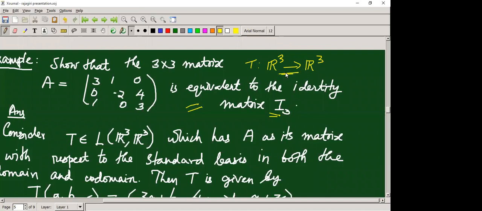So how can we prove that this is equivalent to I3? You find a basis for R3 in the domain and the codomain. You write the matrix of T with respect to B and B dash, and show that the same linear transformation can be represented using I3. I3 means the identity matrix of order 3.